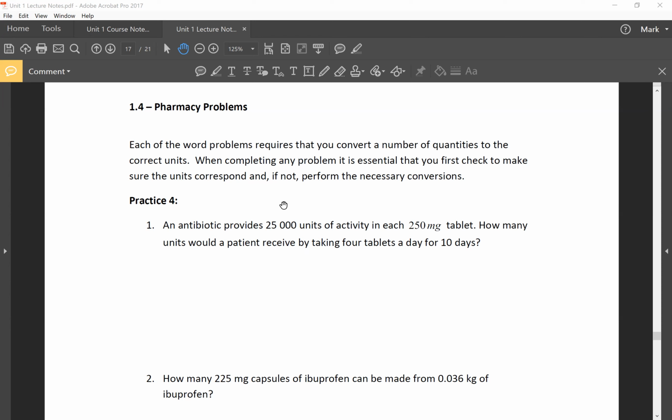So this antibiotic in each pill, this is a tablet. A tablet is another word for pill. I think maybe the British use tablet, but in Canada we say pill. So if you ever hear me say pill, I'm speaking of tablets. And by tablet, I don't mean like an iPad. I mean a little tiny white pill. An antibiotic provides 25,000 units of activity in each 250 milligram tablet.